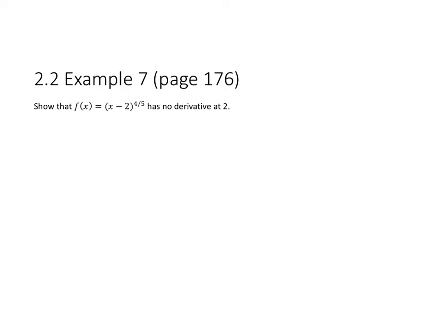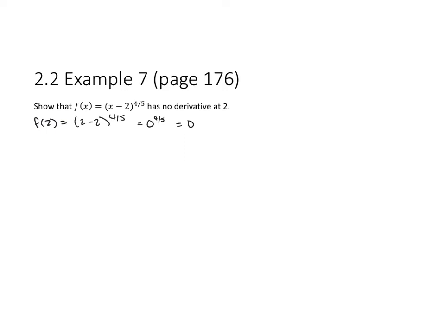Example 7 on page 176 asks us to show that (x minus 2) to the 4/5 has no derivative at x equals 2. Before I start, just like in the previous problem where I had to find that it was continuous, I need to make sure that 2 is part of the domain. So first let's take a look at what f of 2 is. I have 2 minus 2 to the 4/5, which is 0 to the 4/5, which is 0, so that's good. At least we know it exists.